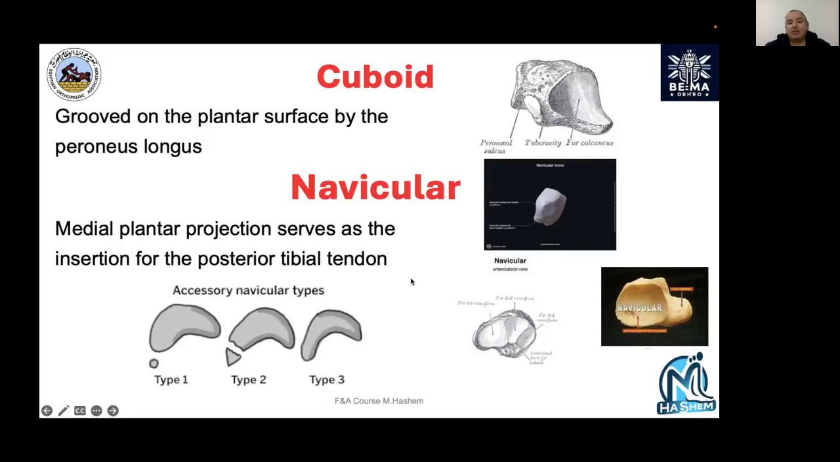Sometimes the navicular develops from two ossification centers. Sometimes these two ossification centers either don't fuse, or they fuse but in a fibrous non-union, and that's why you see the accessory navicular. The types of accessory navicular are either completely separated, as type 1, or it resembles a non-union, like type 2, or it is an actual hook, as type 3.